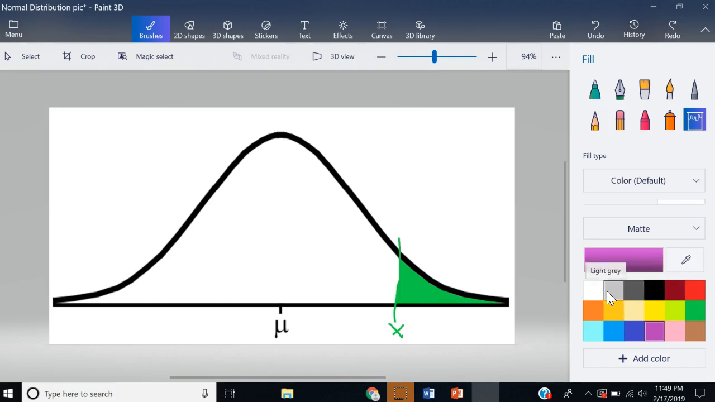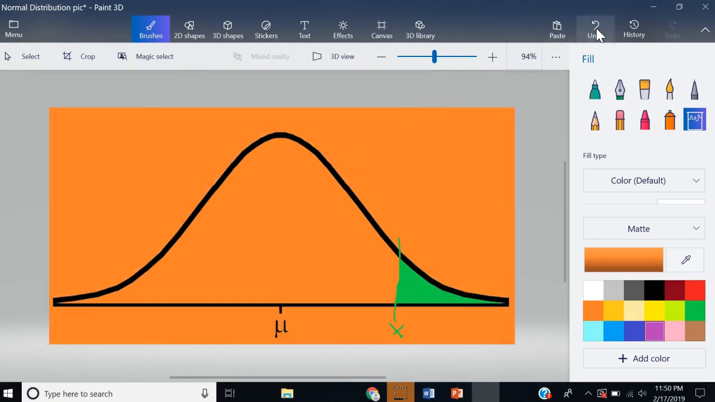Now don't forget when we plug things into our inverse norm function, we need the area to the left. So we need the area from that x value all the way down to negative infinity. So what I've shaded in there is orange. That's the area we need. And if 10% is the green, well, 90% must be the orange.